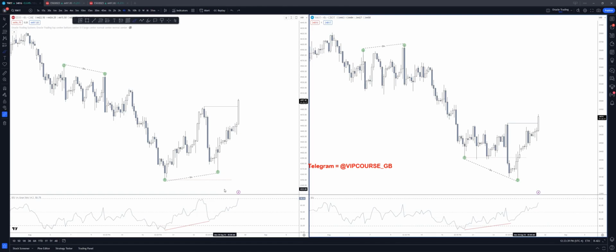We're relying on correlated pairs. We're waiting for a break in correlation because that can signal a changing market condition, which is just what happened here. And it is just what happened here.